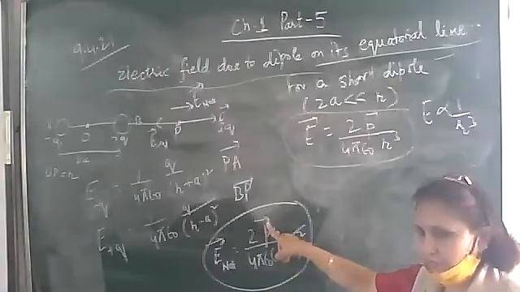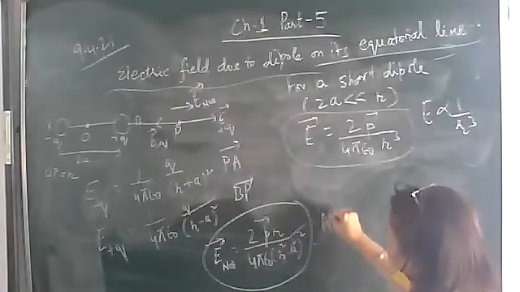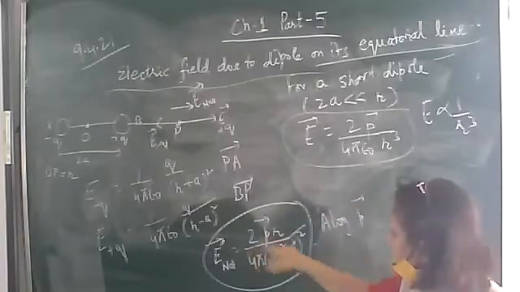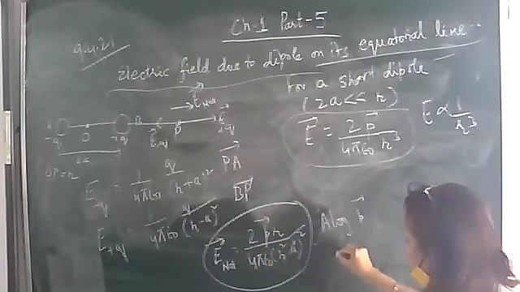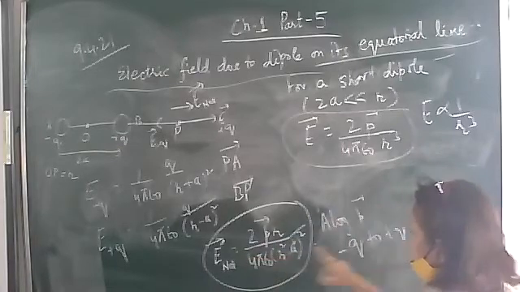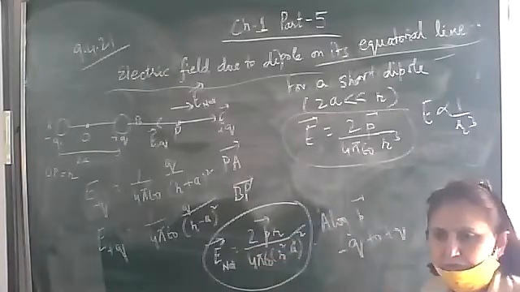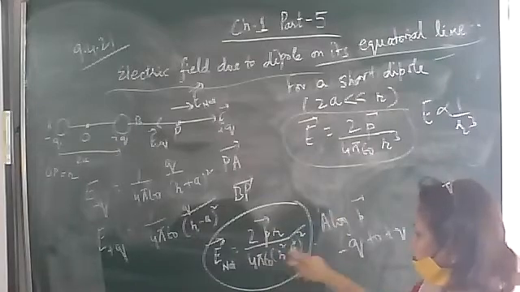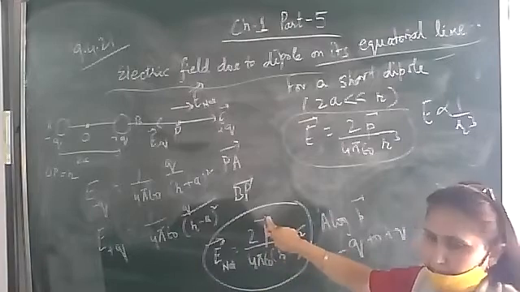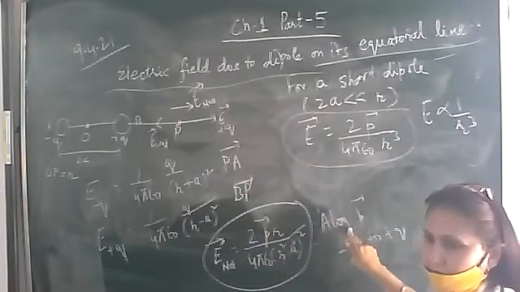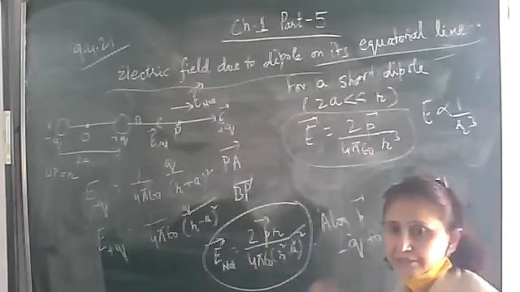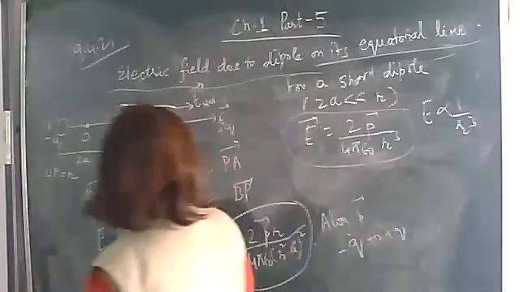Either you can write this as P vector, or you can write along the dipole moment. Electric field is along P vector, or you can write minus Q to plus Q charge. The direction of the electric field on the axial line is minus Q to plus Q. Anything you can write, only you have to mention the direction. Either put a vector over P, or write here it is along P vector, one and the same thing. P vector we know is minus Q to plus Q charge.